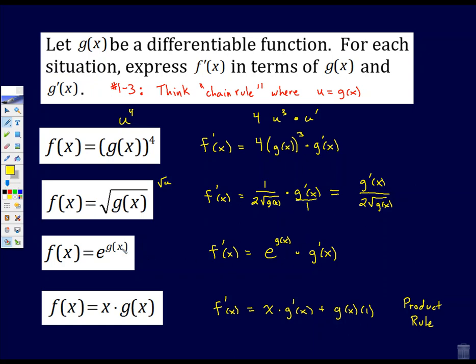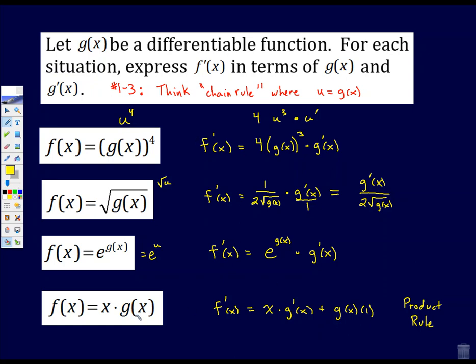The third one is e to the g of x, but if you replace this with a single variable, it's like writing e to the u. And the derivative of e to the u is e to the u. It's its own derivative, but with the chain rule, we always multiply by the derivative of u. So my derivative is e to the g of x times g prime of x. All three of these are examples of applying the chain rule.